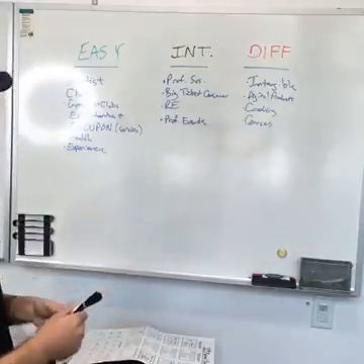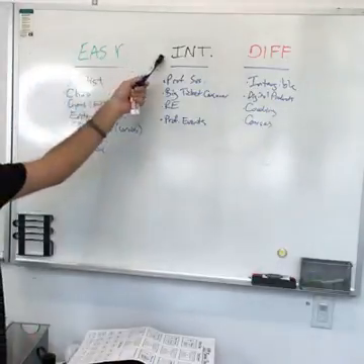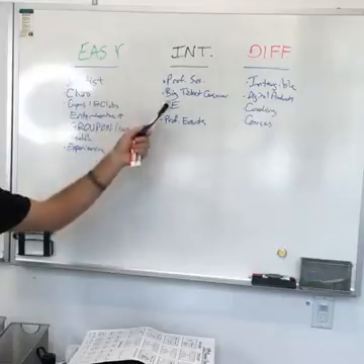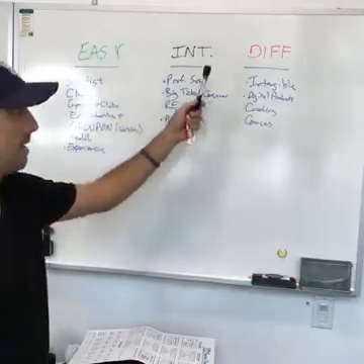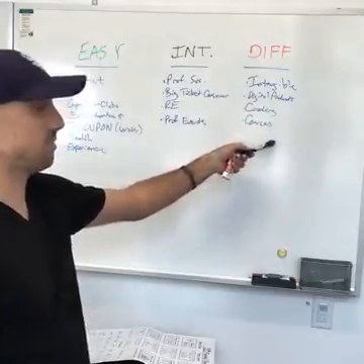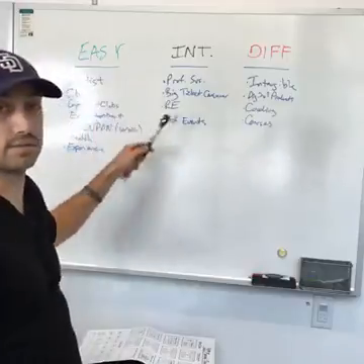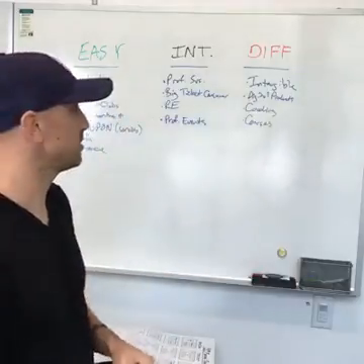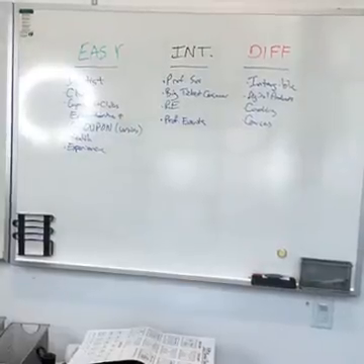So easy is where the lowest hanging fruit is for ROI. Intermediate is stuff you can graduate to. I wouldn't recommend starting with any of these even. And difficult is stuff that I would only do if you were super advanced and you had success doing easy and intermediate ones first. So that's kind of it for that. I hope that helps clarify.